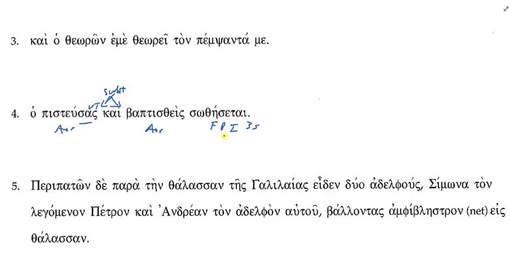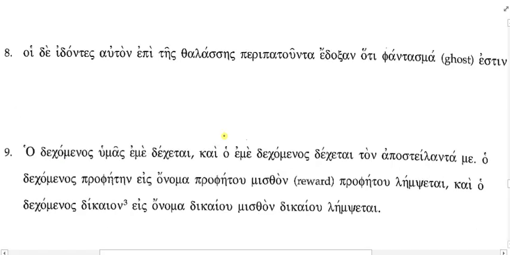Any others? So looking at number 8 real quickly, I have hoi de idontes. The de, of course, is a postpositive conjunction that will be translated outside of the clause: now, but, and. Hoi idontes goes together. Now, this is a participle, you see the nu tau, it's nominative plural, right, you see the hoi and the third declension nominative plural case ending here. So this is functioning as a substantival participle, and we might translate this as those who saw, okay?